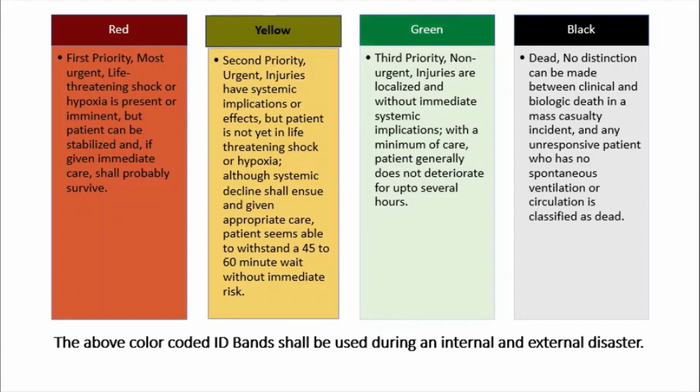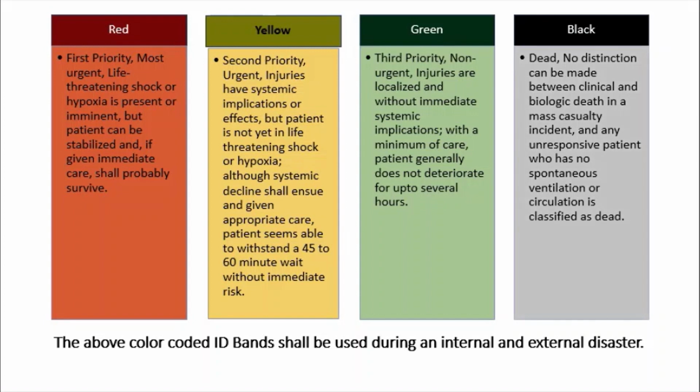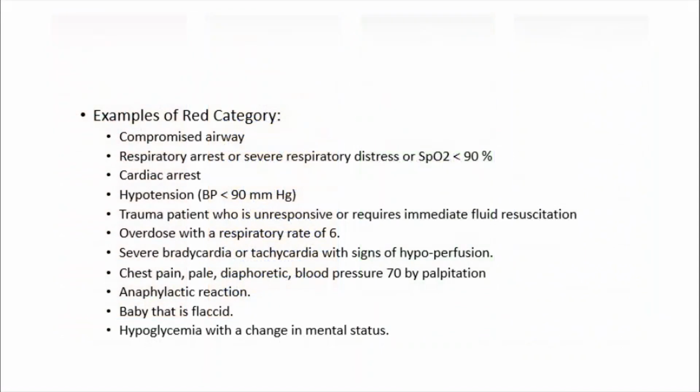Green. Third priority, non-urgent. Injuries are localized and without immediate systemic implications. With a minimum of care, patient generally does not deteriorate for up to several hours. Black. Dead. No distinction can be made between clinical and biologic death in a mass casualty incident, and any unresponsive patient who has no spontaneous ventilation or circulation is classified as dead. The above color-coded ID bands shall be used during an internal and external disaster.